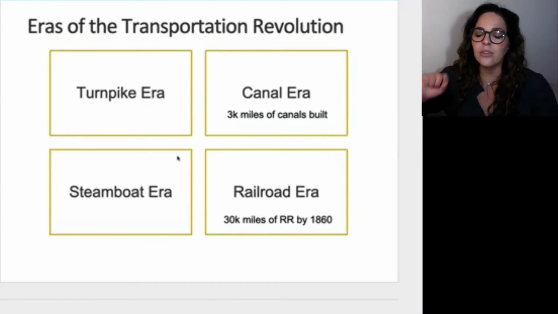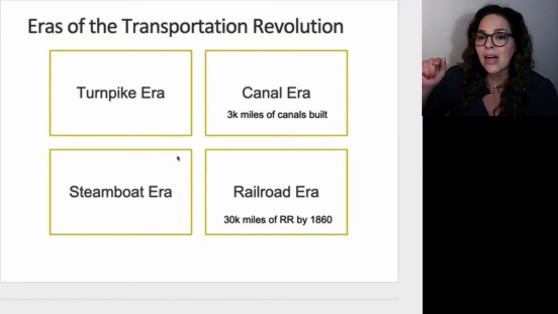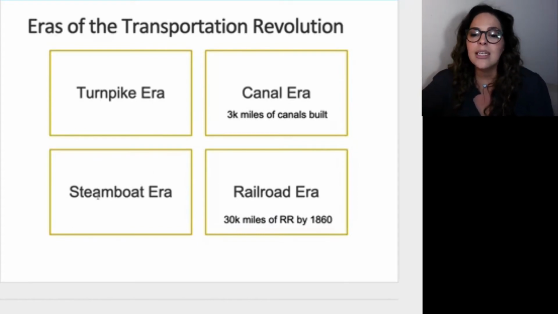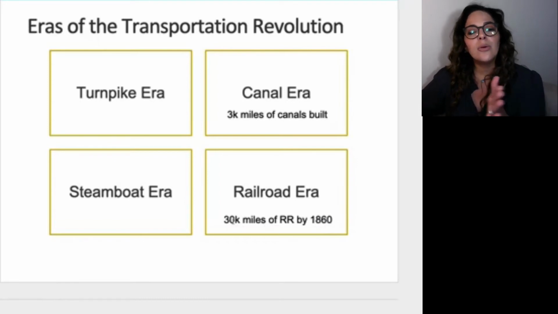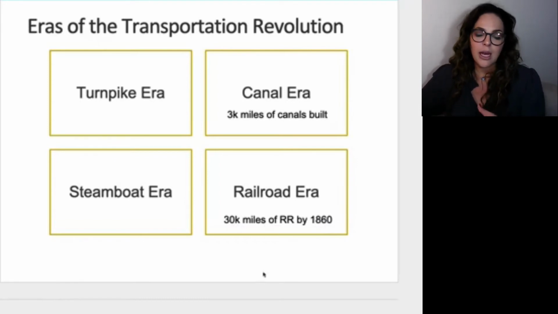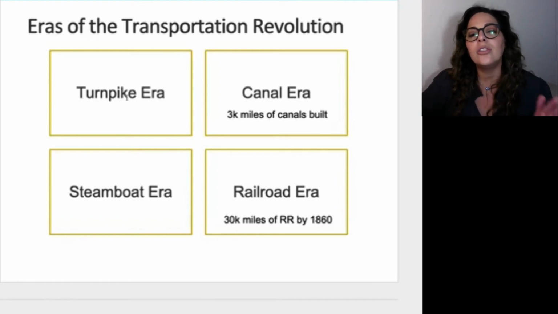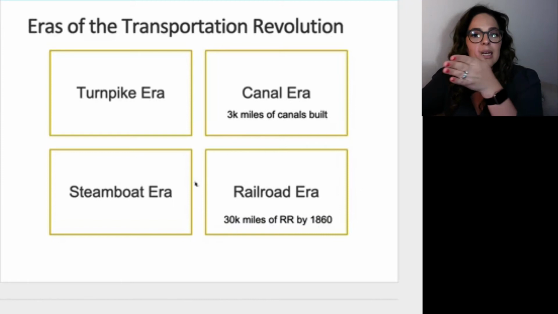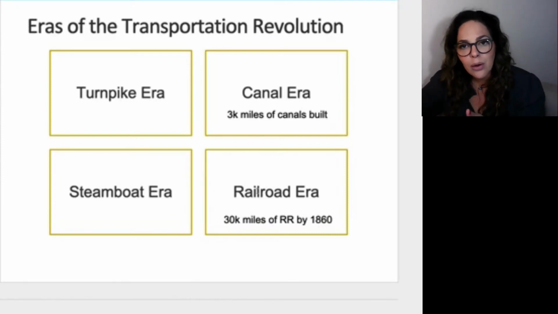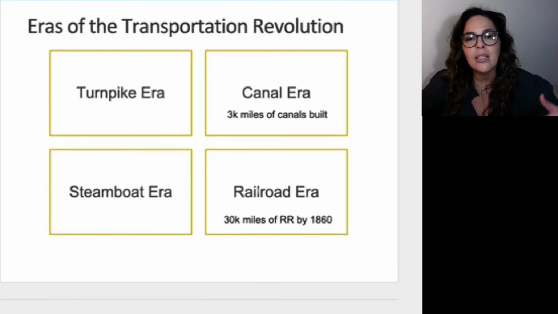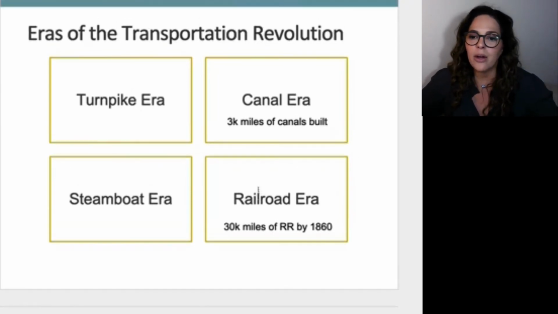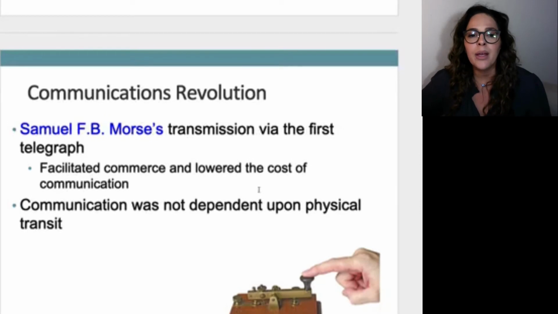So transportation revolution specifically deals with turnpikes, canals, steamboats, and railroads. Now, by the time we get to 1860, on the eve of the election of Abraham Lincoln, there's only about 30,000 miles of railroad built. But that's going to drastically increase as the years go on. So when we're talking about the transportation revolution, just remember, this is what we're talking about here: turnpikes, canals, steamboats, and railroads. And for more information on this, you're going to watch the video coming up on the market revolution.